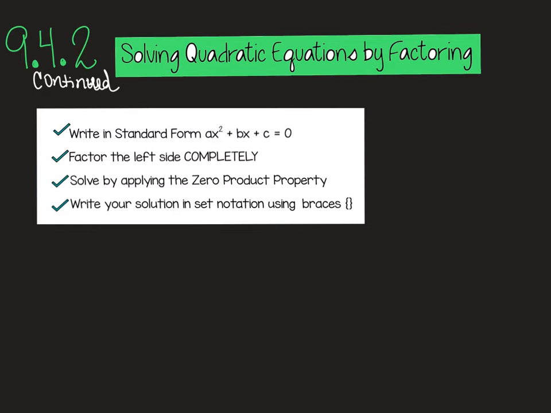Okay, so today we're going to finish up solving quadratic equations by factoring. So this is why I called it 9.4.2 for day 2. Again, as a reminder, we need to make sure that the equation is written in standard form. Then we're going to factor the left side completely, apply the zero product property, or ZPP, and then we're going to write our solution set in set notation using braces.